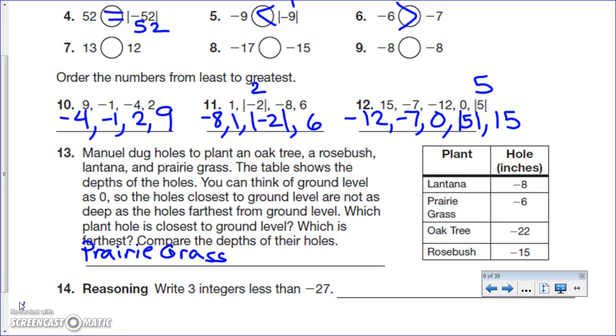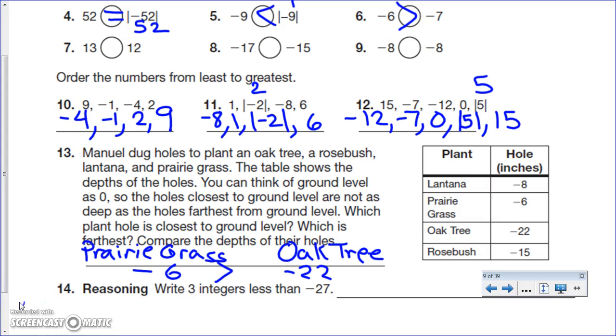Then, which one is the furthest from ground level? In this case, it's the oak tree. Okay, and then we know the prairie grass is -6 and the oak tree is -22. So since it's asking us to compare the depths of the holes, in this case the numbers, we know -6 is closer to 0, it's further to the right, so it's greater than -22.